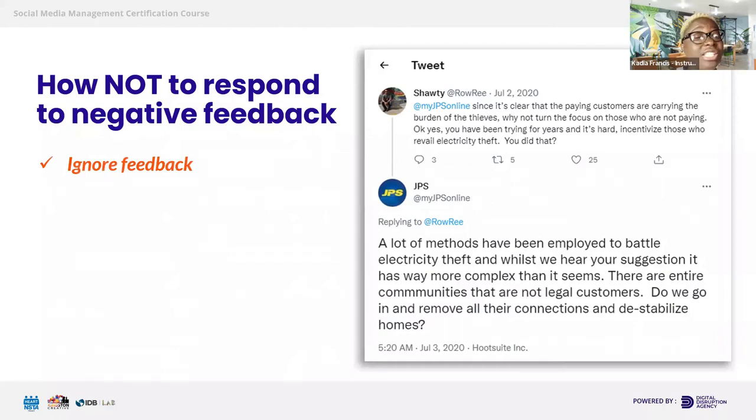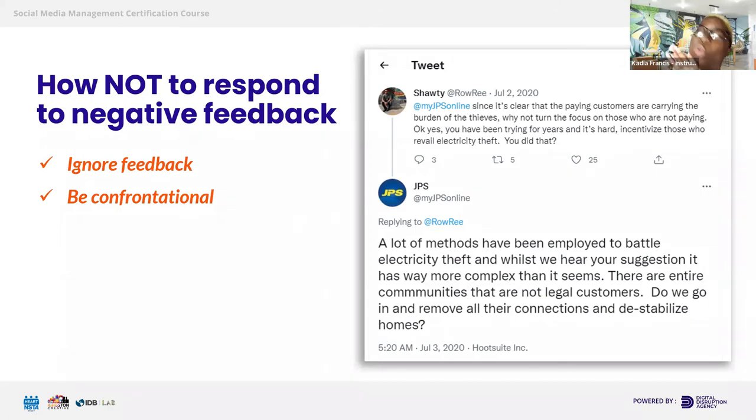So from this, we can learn a lot about how not to respond. Ignore feedback. For a long time, JPS was not responding to anybody. They were just acting like this doesn't exist. And then when they do respond, they're very confrontational. You guys saw it. This actually made the newspaper because it became a riot on Twitter between people and JPS.